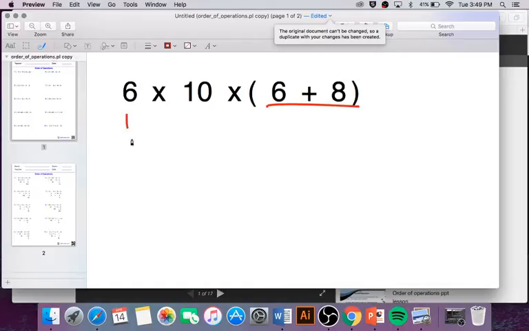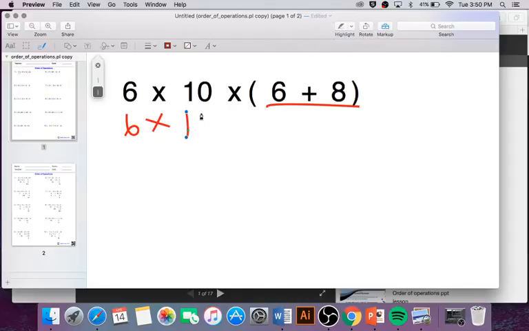So we'll have 6 times 10 times, and 6 plus 8 is 14. Now we're left with 6 times 10 times 14.